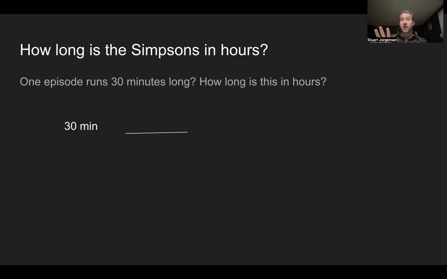Well, you always start with your given. So from our question, we got 30 minutes. That's our given. We always start with that. And I like to always put it over 1 just to keep it in the numerator so I can see where that number is and keep track of its place.